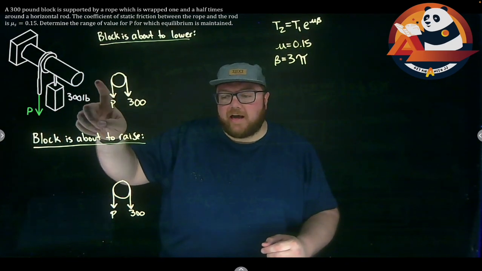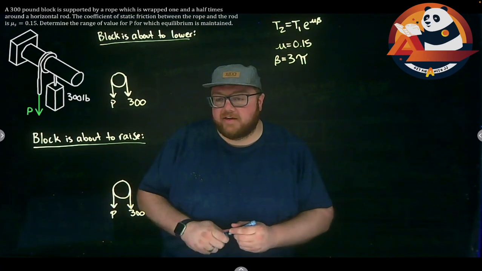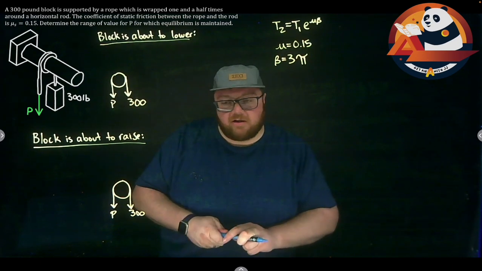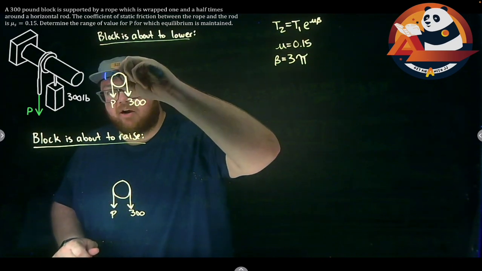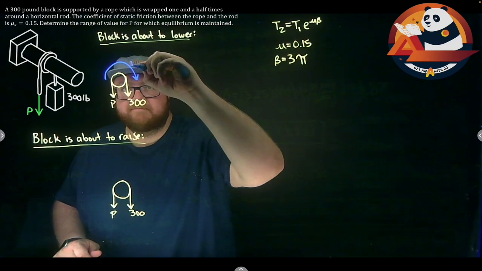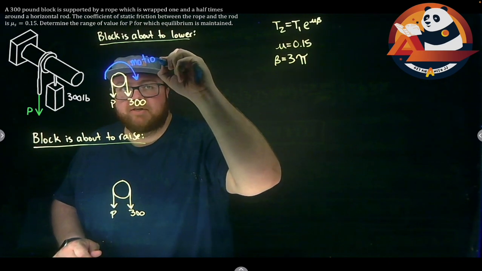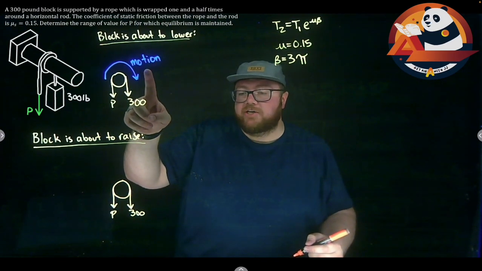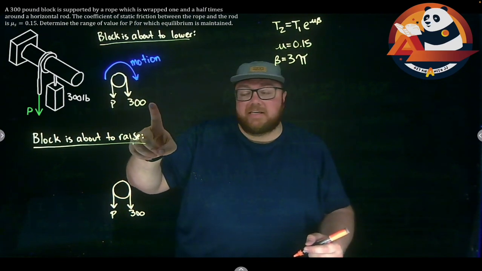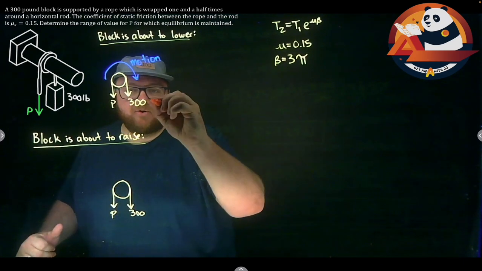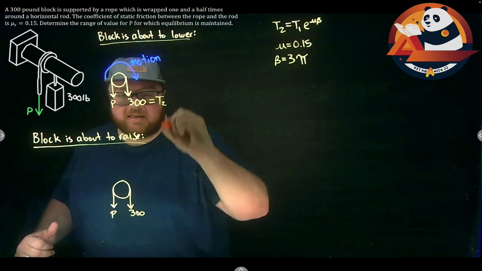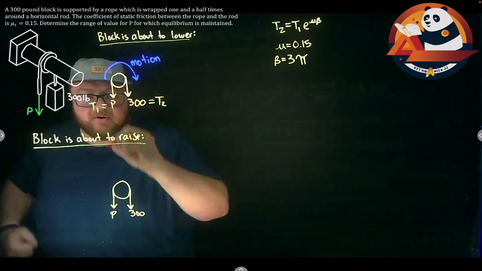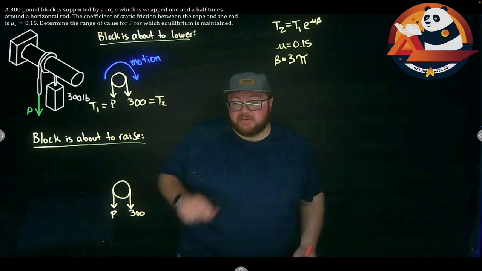If I'm about to lower that block, let's sketch in our motion. If that block is about to lower, we're going to spin clockwise around this. We are going like this for our motion. When I figure out T1 and T2, my motion should point towards one of these forces. T2 is where I'm about to start moving towards. This is T2, which means the other side is T1. T1 equals P.